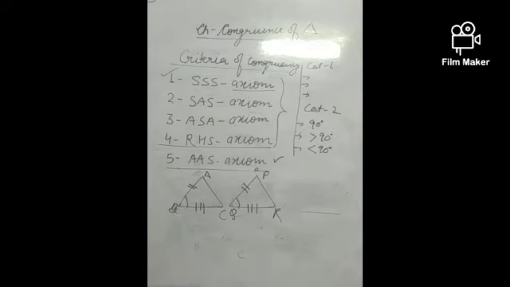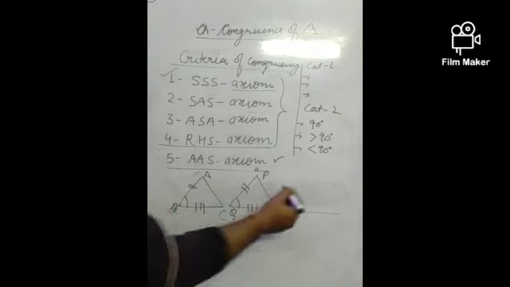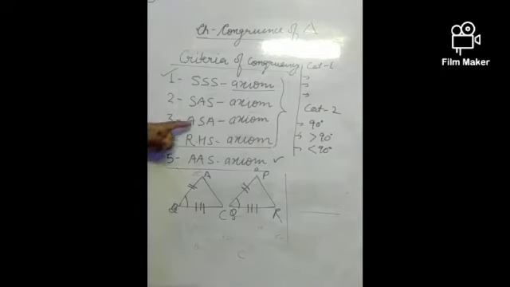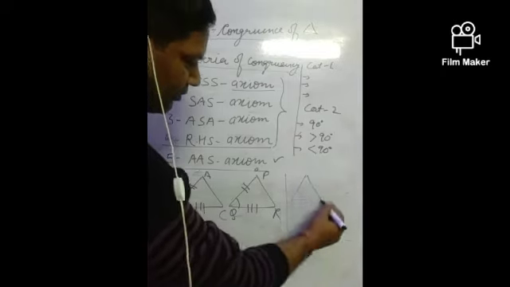I know. Okay, children. So come to the third one. Angle side angle. Again a pair of triangles.